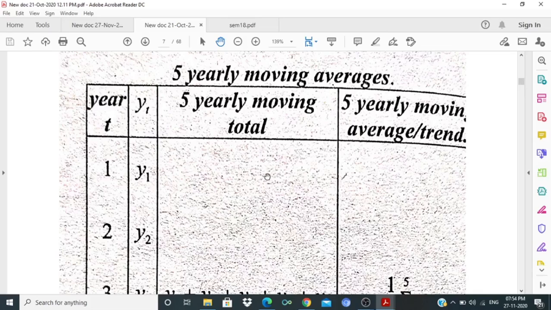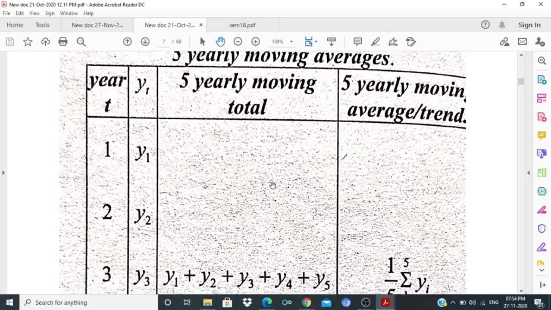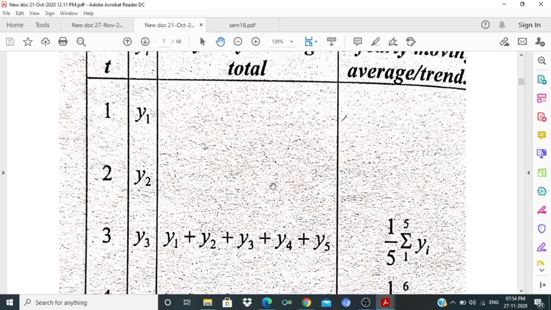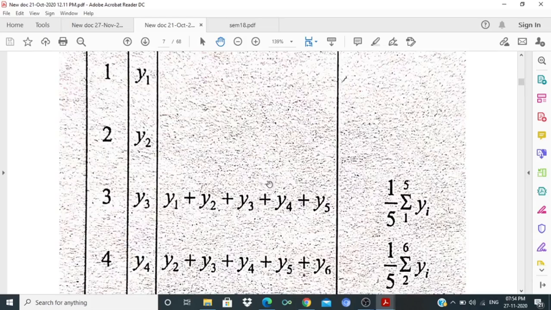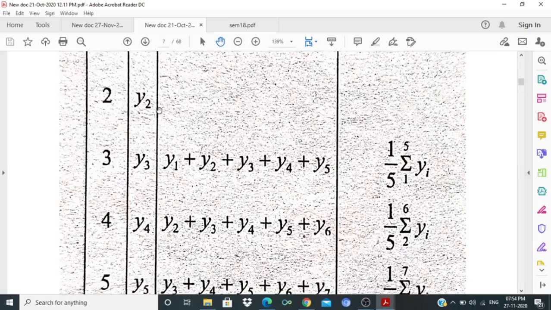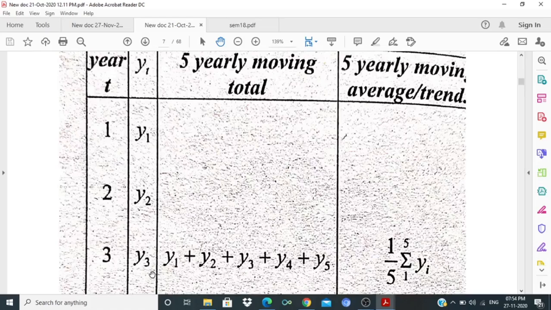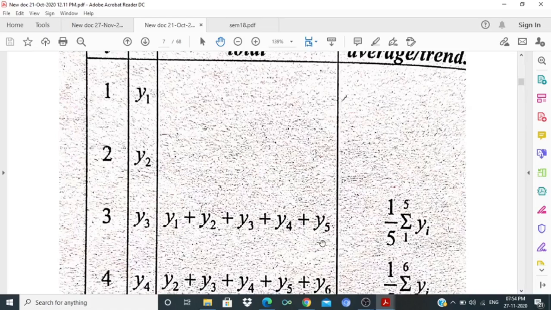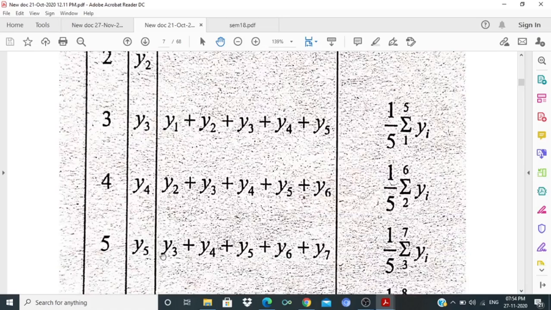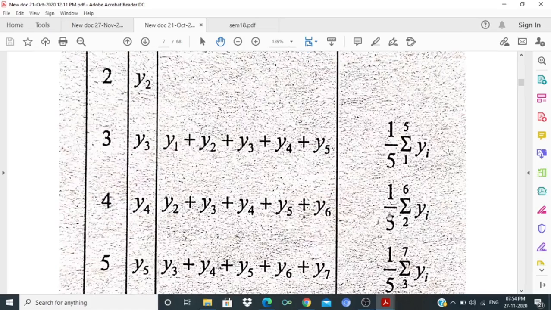There is another average, the moving average. Here the moving average is calculated by this method. Here we have a number of observations. We add the first 5 observations and divide by 5, then leave the first value and add the next 5 observations. So this is also one type of average, which is used to calculate moving averages in time series.